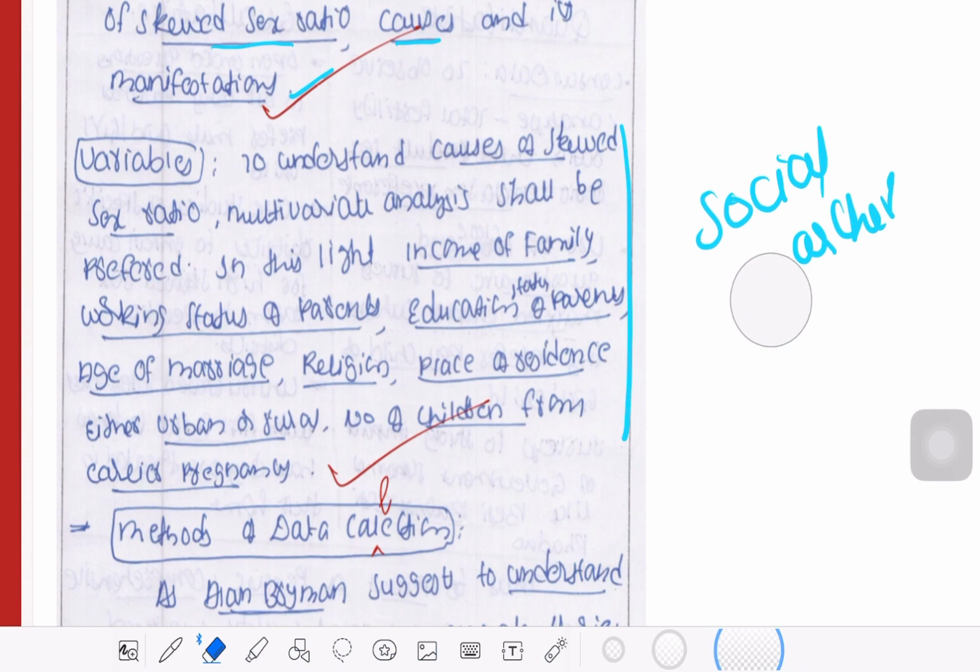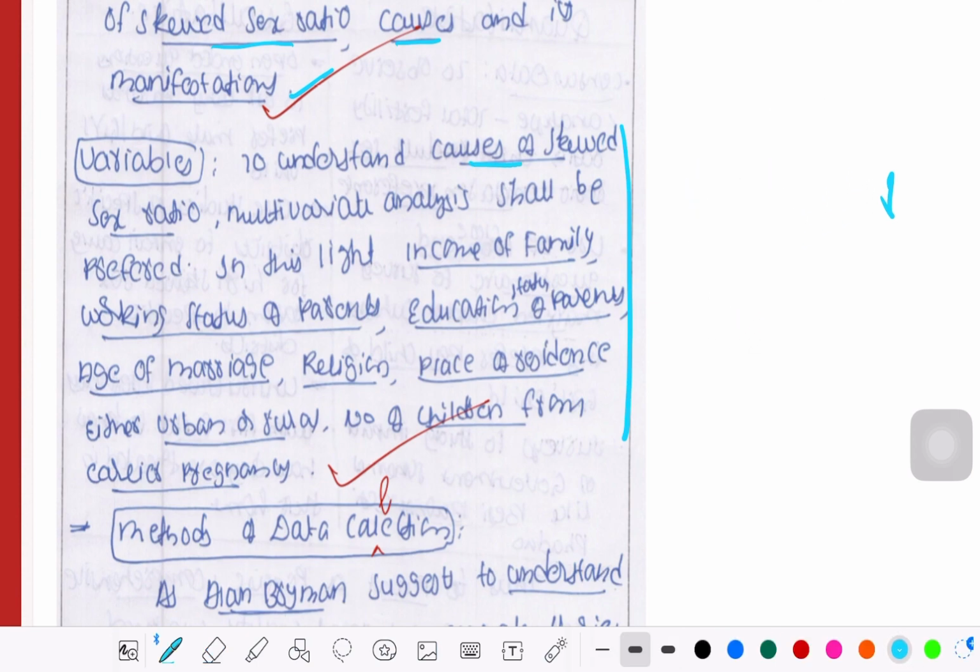Variables to understand causes of skewed sex ratio: multivariate analysis shall be preferred. I'm using the key term multivariate analysis. In this light: income of family, working status of parents, education status of parents, age of marriage, religion, place of residence, either urban or rural, and number of children from earlier pregnancy.